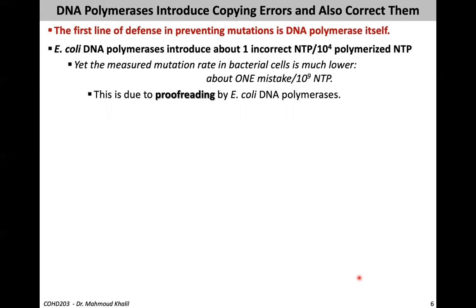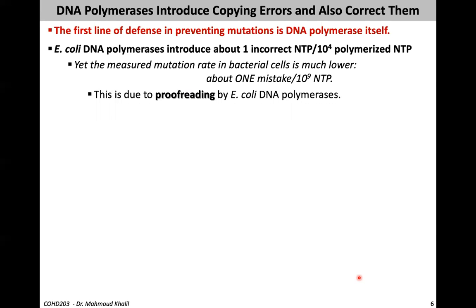Yet the measured rate in bacterial cells is much lower, about 1 mistake per almost a trillion nucleotides, 10 to the power 9. So why is there a difference in this number? Why is it so low, although it can make 1 error in 10,000 polymerized nucleotides? This is due to the built-in capacity in the polymerase itself of the bacteria, which is called proofreading.